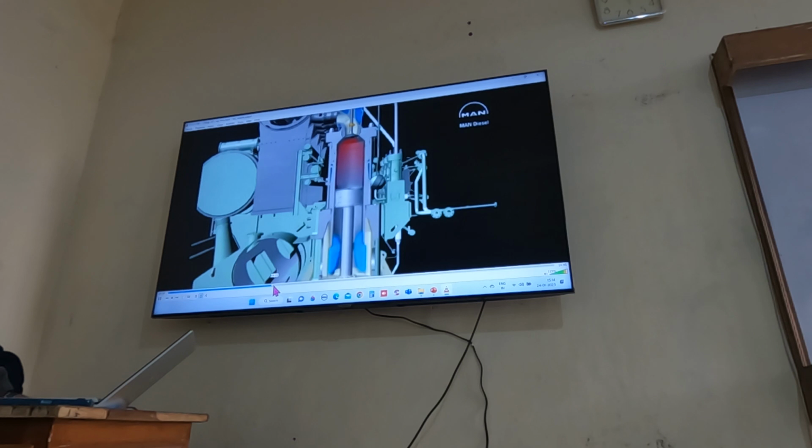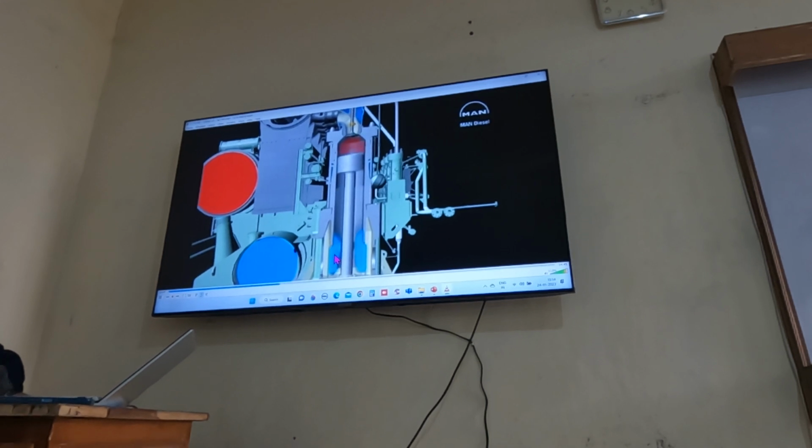Let's look a little closer at the principle on which a two-stroke engine works. Fresh air is supplied by a turbocharger. From the turbocharger compressor, it's conducted through air coolers into a common scavenge air receiver along the engine and to the scavenge air space around each cylinder.